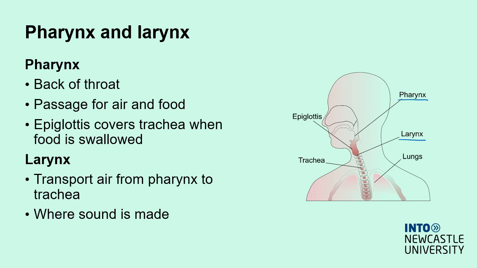The larynx transports the air from the pharynx to the trachea. It's where we make sound. I will put some links to a video about looking at the pharynx and the larynx internally with cameras. We'll have a look at that and at how you can generate sounds in your larynx in some links that I'll provide for you.